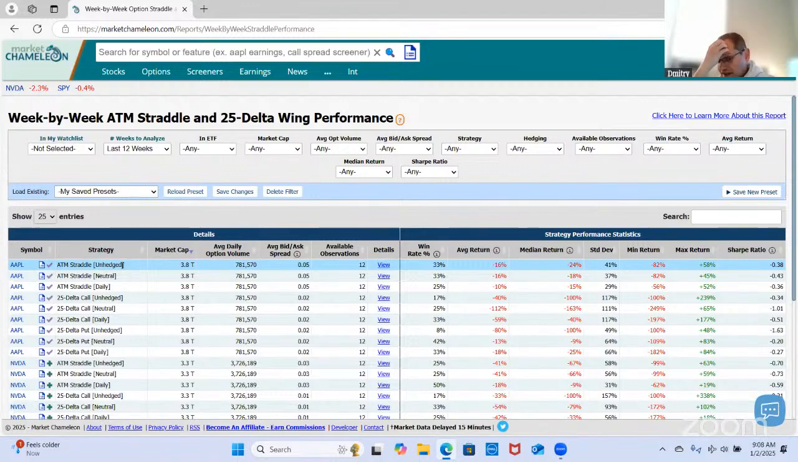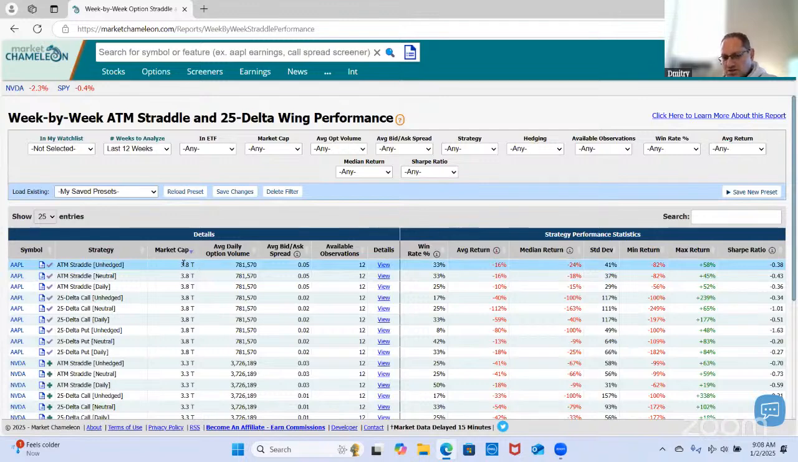So this is looking at an unhedged straddle. It finds the closest strike to the spot price and then tracks how those options performed, the call and put. That's the straddle, if you bought the call and put.